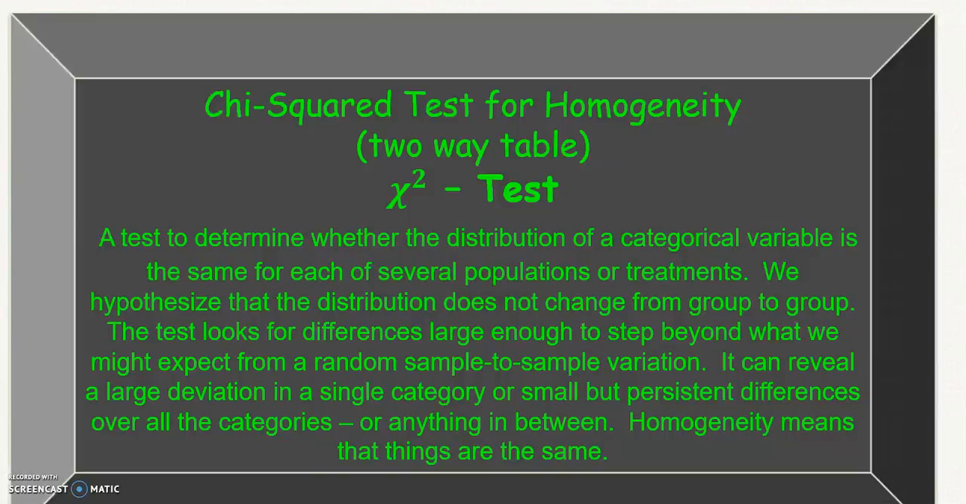So this is a test to determine whether the distribution of a categorical variable is the same for each of several populations or treatments. We hypothesize that the distribution does not change from group to group. The test looks for differences large enough to step beyond what we might expect from random sample-to-sample variation. It can reveal a large deviation in a single category, or small but persistent differences over all of the categories, or anything in between. Homogeneity means that things are the same, so that's what we are testing.